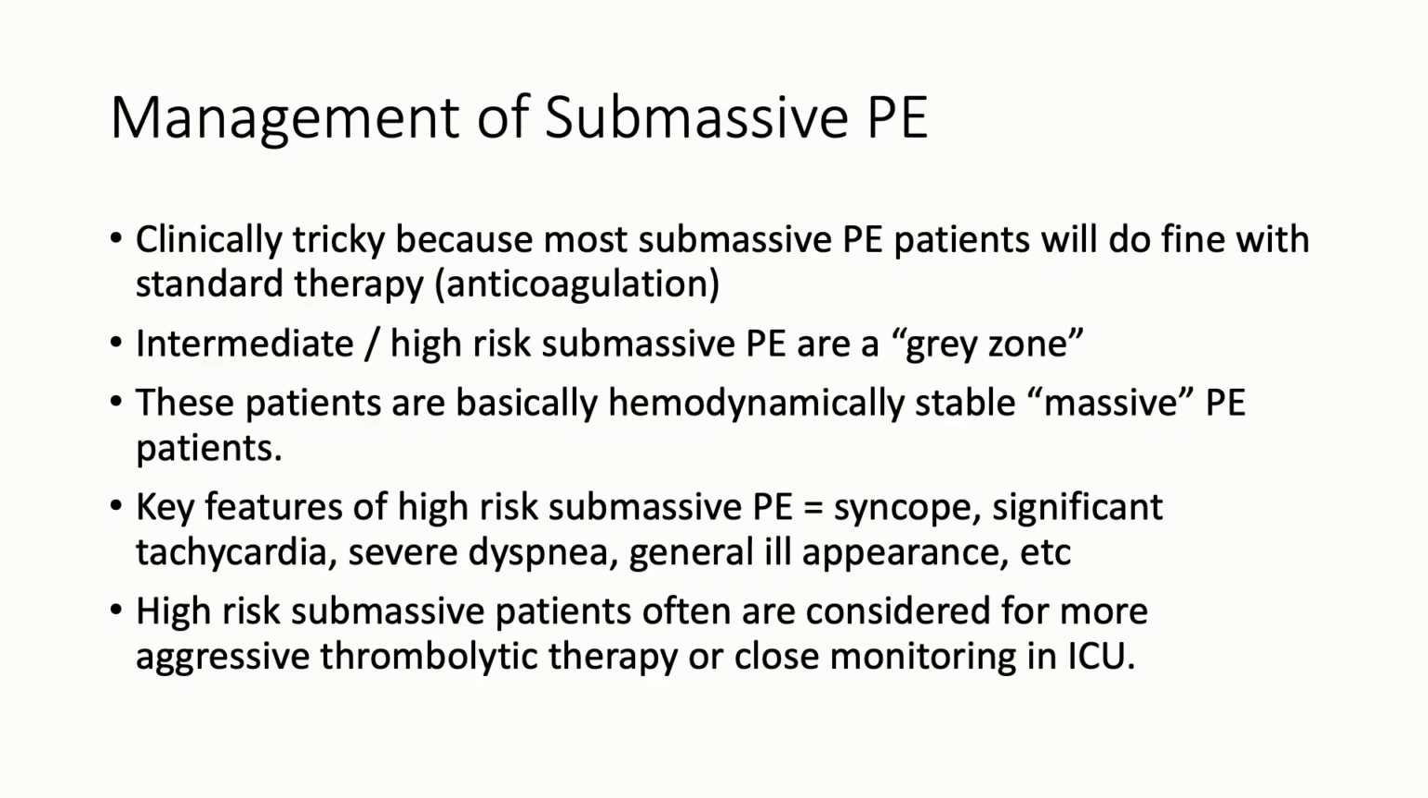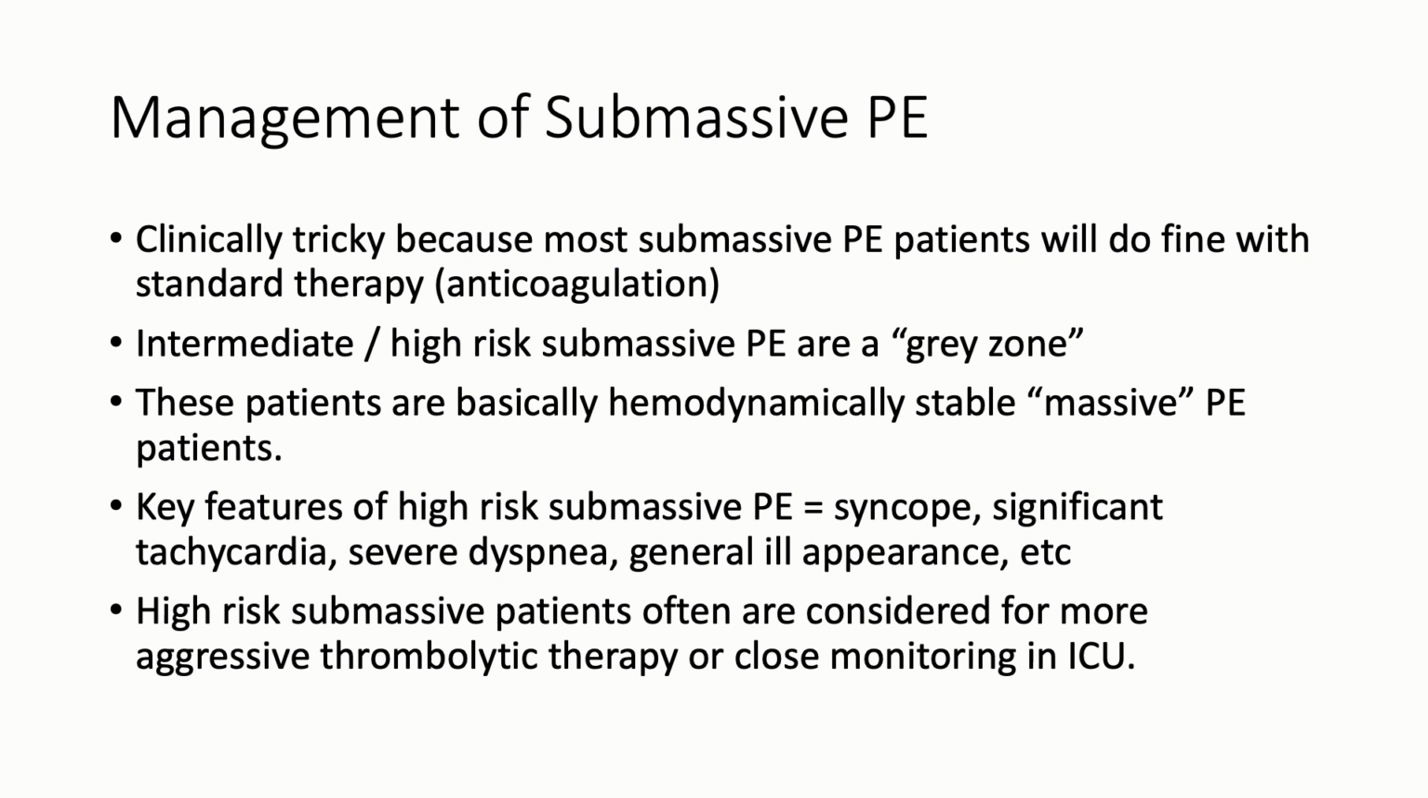So as I mentioned earlier, management of submassive PE can be tricky and complex because there isn't a great deal of strong evidence to really suggest what the right treatment is, because most patients with submassive PE will do just fine on standard therapy with anticoagulation. But it does become more of a gray zone when we're talking about what we term intermediate or high-risk submassive PE, which is kind of a sub-classification in this category.